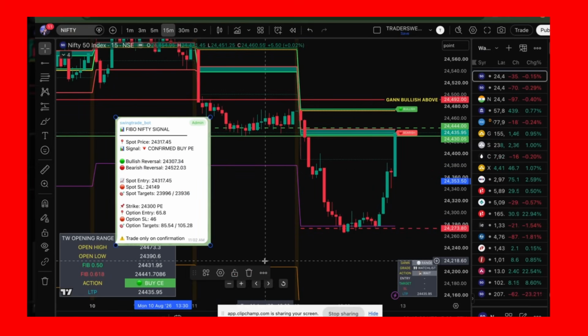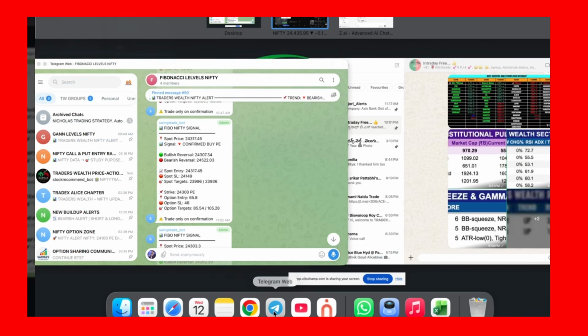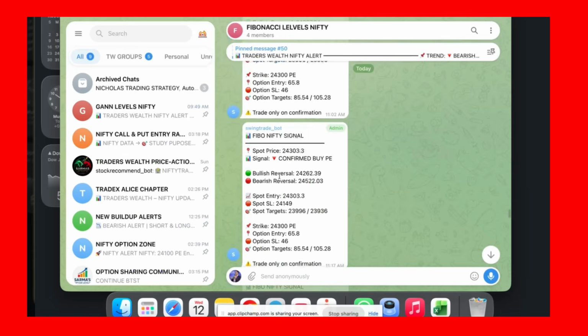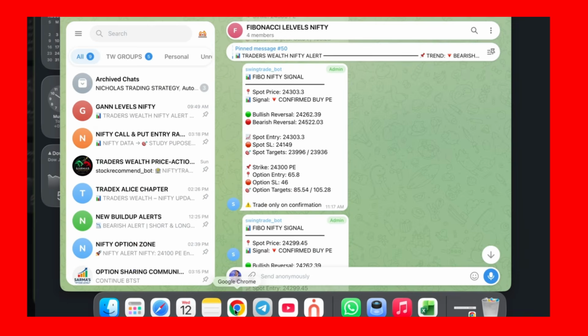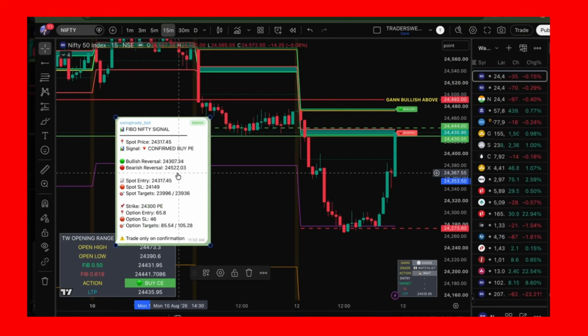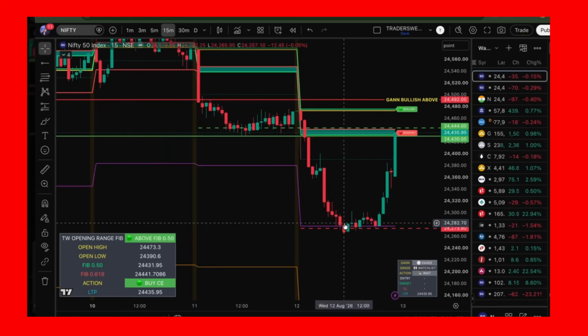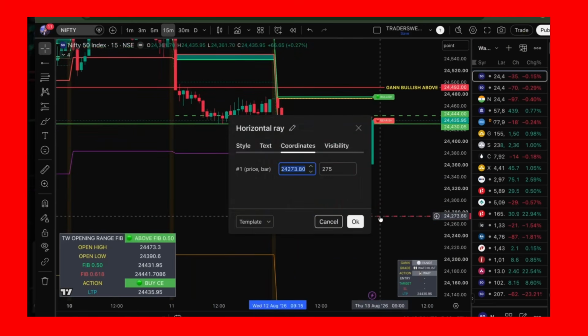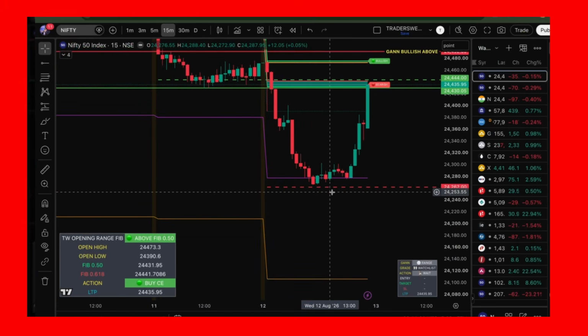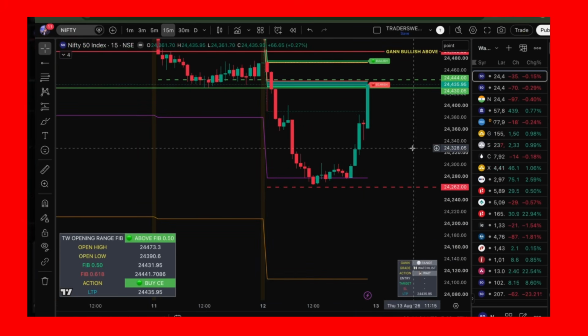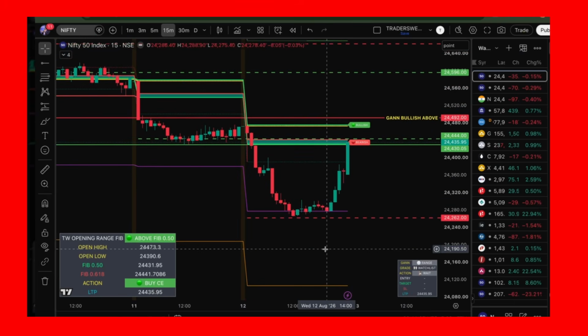Let me show you the telegram also. This is the telegram, and you can see 24,262.39. Around 11:17 we got the alert saying that the market would go bullish from 24,262. Let me delete this and show you, I'm drawing a line at 24,262, and this is our point exactly. It went up, came down to that, and from here the market has taken a bullish reversal.